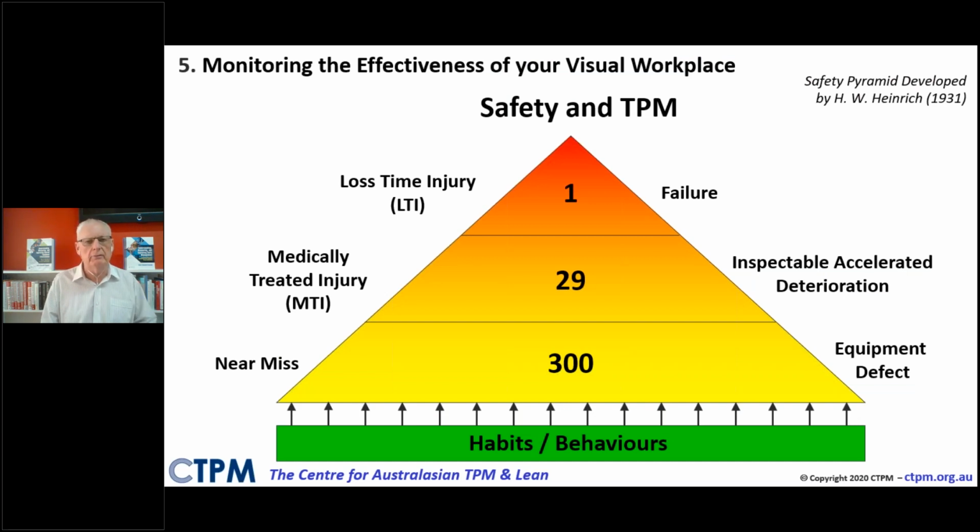This is going out of our 2-day workshop. It's all about safety and TPM. Now, we're not talking about safety or TPM at the moment, we're talking about visual workplace. But the reason I do this is that it's all linked together, because when you look at the safety, and I think we've all seen the safety pyramid, on the left it's saying for every lost time injury, there are going to be 29 medically treated ones, and you'll probably have 300 near misses.